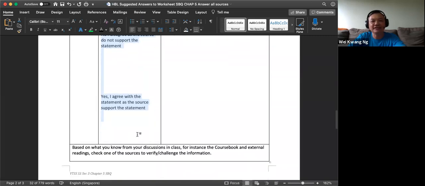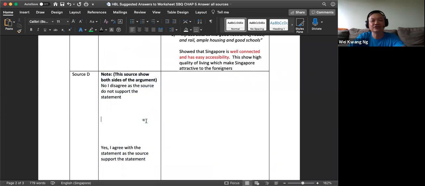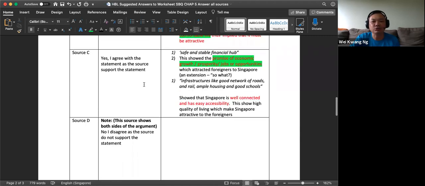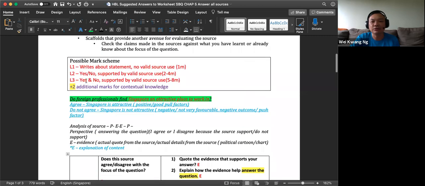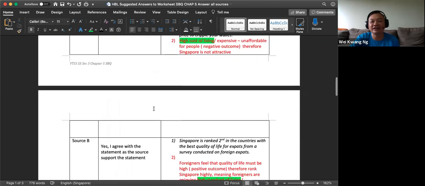Okay, D is what we call a two-sided source. This source shows both sides of the argument. So in the examination, what happens when you have this? If you are smart enough, the one source is good enough for you to get your 5 marks, because you are actually showing both sides of the argument. That means you are doing this thing that I'm talking about. You are actually doing the yes and no. Can you see that? One source, you're actually doing a yes and no.